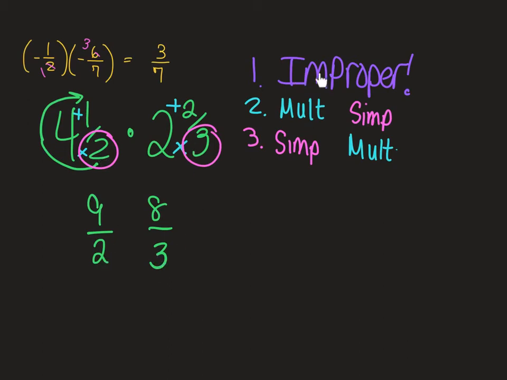So let's go back up here to my steps. Did I make it improper first? Yes. Now I can multiply, simplify, or simplify, multiply. I want to simplify both directions because that just makes it easier. So this guy's a 1 and he's a 4. This guy's a 1, he's a 3. Now I go straight across. 12 over 1 is the same as 12. But what if one number was negative? The answer would be negative. What if two numbers were negative? The answer would be positive.